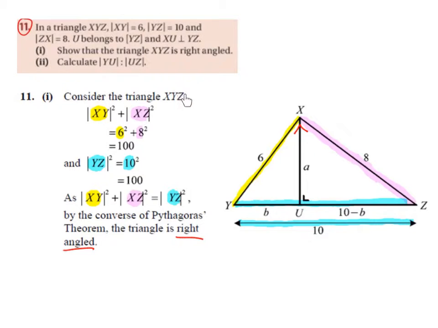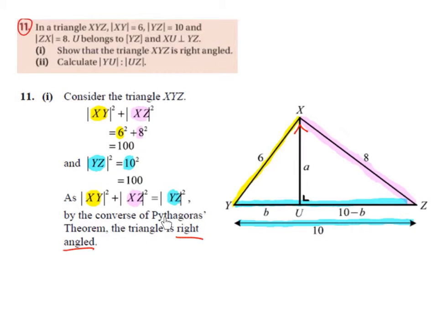So consider the triangle XYZ. XY squared plus XZ squared, so XY squared, which is 6 squared, plus XZ squared, which is 8 squared, is going to be equal to 100. So 36 and 64 is 100. And then YZ squared is 10 squared, which is also 100. So since 100 clearly equals 100, XY squared plus XZ squared is equal to YZ squared.